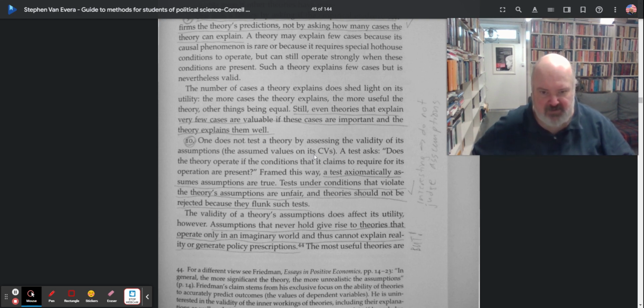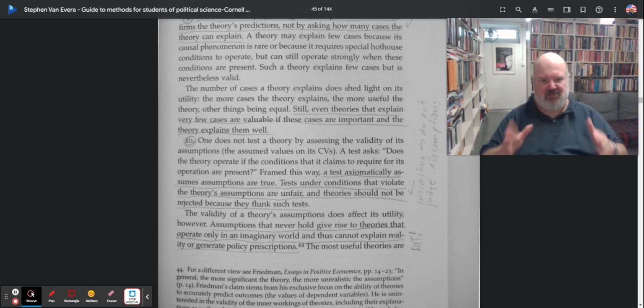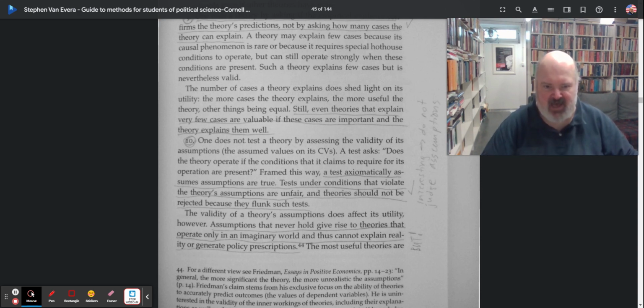We assume values of the CV. We don't test assumptions, you test predictions, okay? A test asks, does the theory operate if the conditions that it claims to require for the operation are present? Framed this way, a test axiomatically assumes assumptions are true.